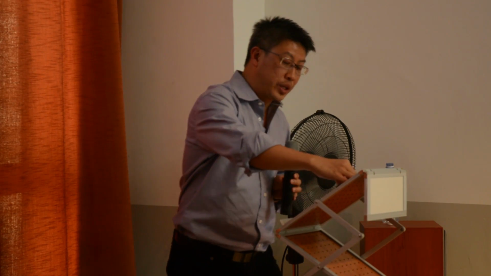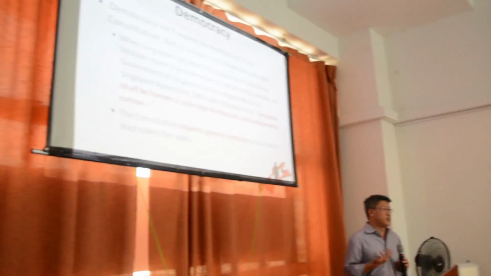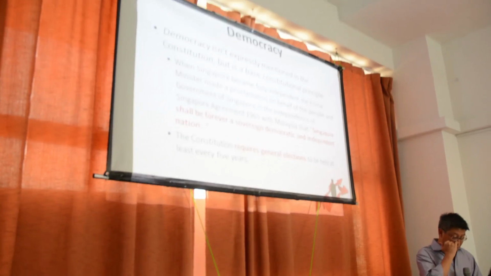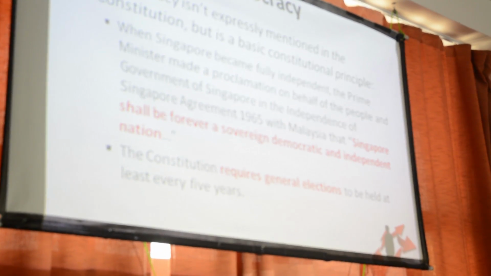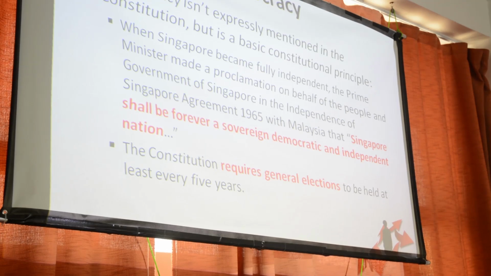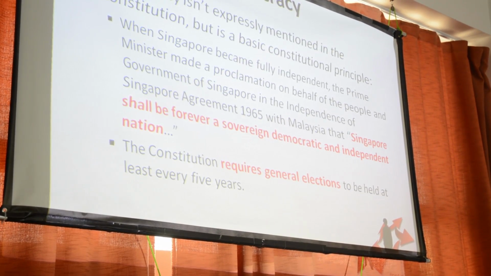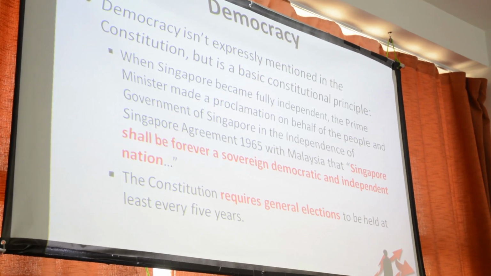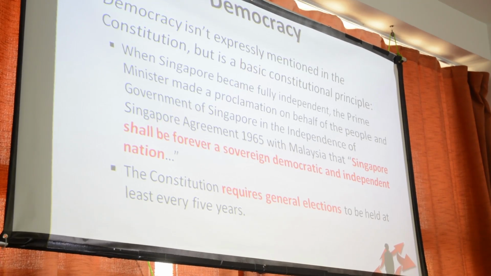Democracy is not mentioned expressly in the Singapore Constitution, but I think we can regard this as a basic constitutional principle. There was a lot of publicity given to the proclamation of Singapore this year because it's our 50th anniversary. And in that proclamation, which was made on 9th August of 1965, the then PM Lee Kuan Yew said that on behalf of the people and government of Singapore, as from that date, Singapore shall forever be a sovereign, democratic and independent nation. So this is the only reference to democracy in a constitutional document in Singapore.